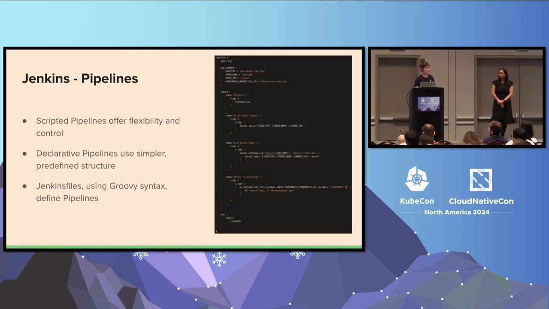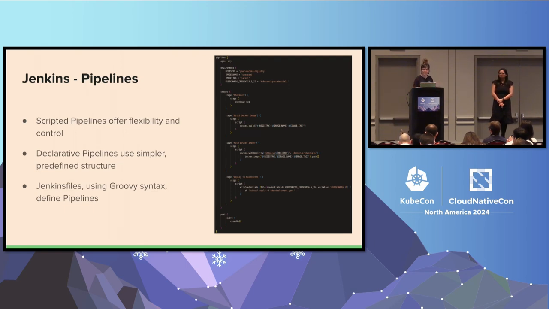Something to know about Jenkins, the original, as it is right now, there are two different types of pipelines. You can write scripted and declarative pipelines. Both types serve the same purpose but cater to different needs. Scripted pipelines are best suited for complex workflows requiring detailed control and customization, and declarative pipelines, which are a newer feature, are preferred for simplicity, readability, and ease of maintenance, especially in standard CI/CD processes.